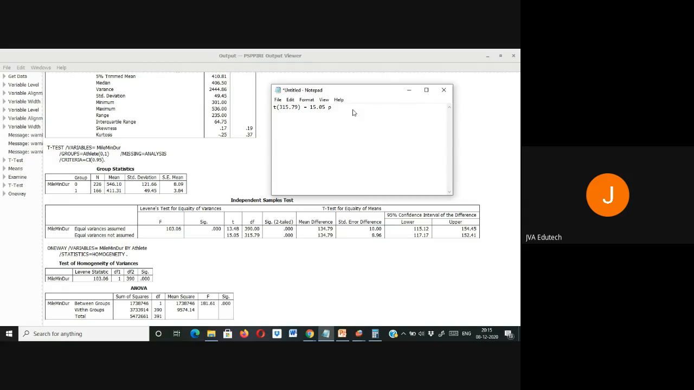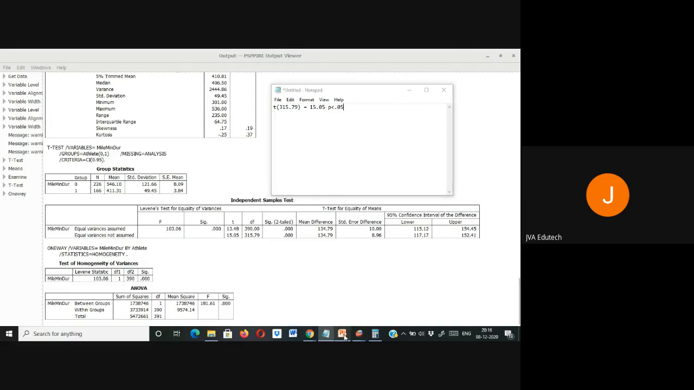Why do we have to take this degree of freedom and the t value? Because only when you see the table of t, at this degree of freedom and at this value, you will say that p is less than 0.05. So the null hypothesis is rejected.